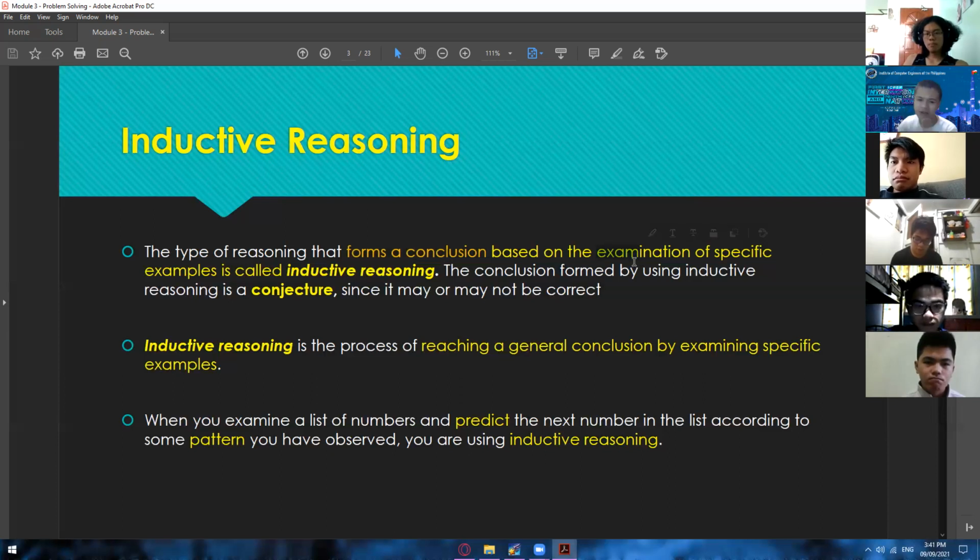They have this new player now. This team now is super strong. The same in other games, like assuming that this one is a genius, because of him this team will win for sure. You are now forming a conclusion based on what you are seeing, or based on the example that you are seeing. We call that inductive reasoning. The conclusion formed by using inductive reasoning is the conjecture, since it may or may not be correct.